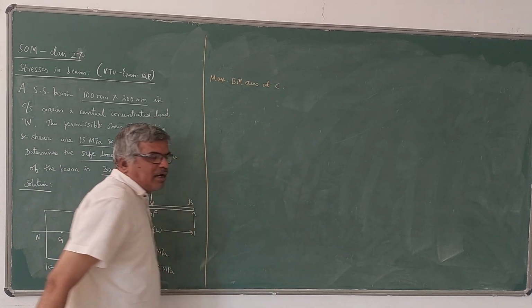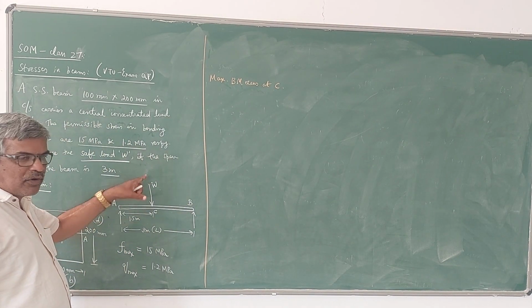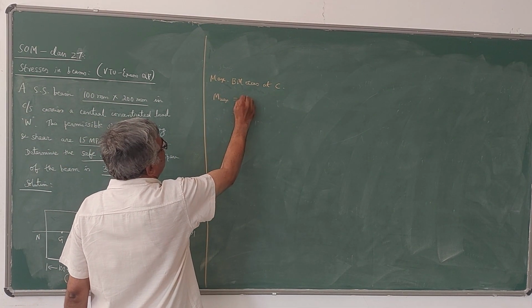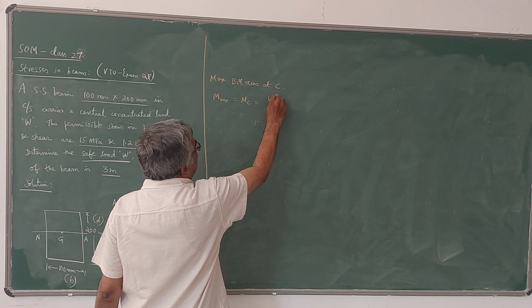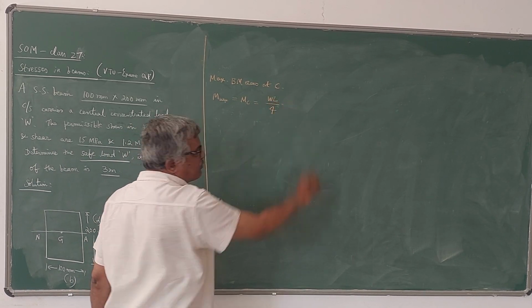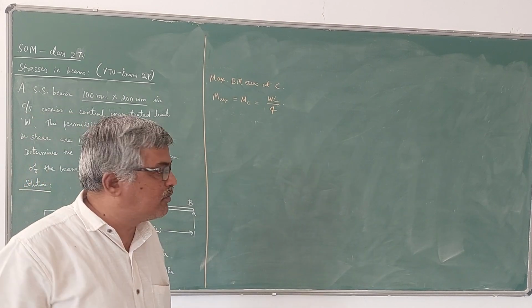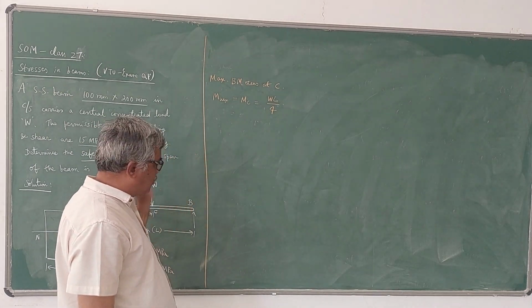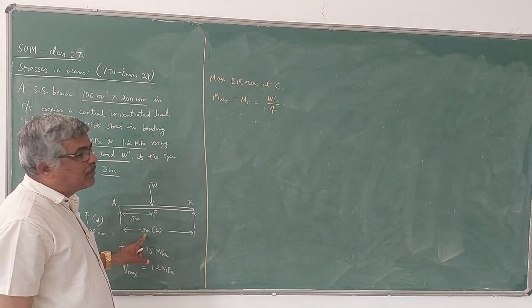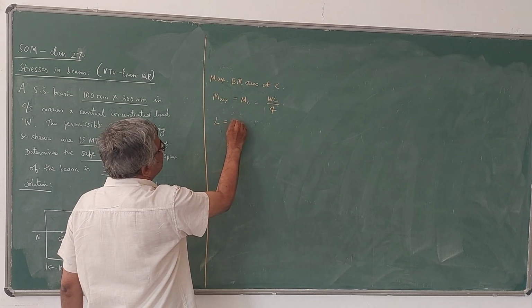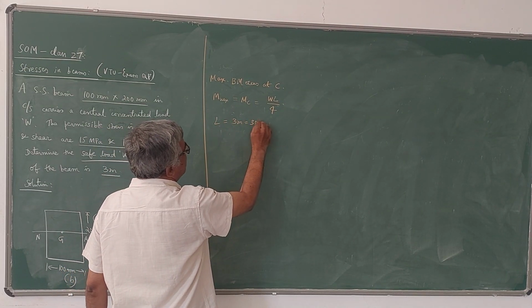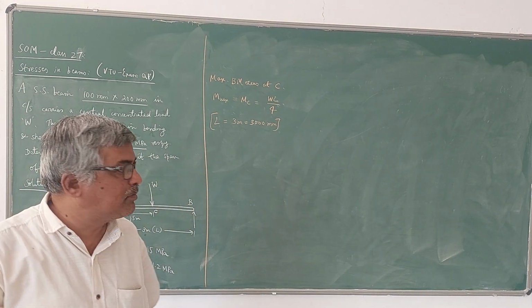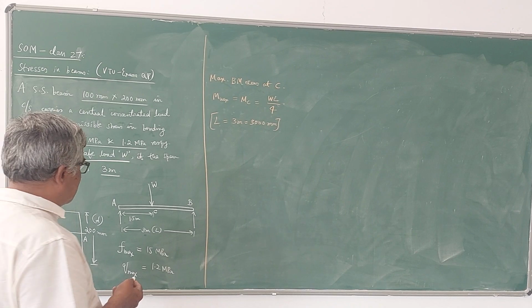That you have studied in the BMD and SFD chapter. Under this load, it occurs and its value, Mmax, that is MC, is WL by 4. This is the standard formula for a centrally concentrated load. Maximum bending moment in the case of a simply supported beam is WL by 4. Here L of course is 3 meters. So I can take L as 3 meters or 3000 mm, because all the units have to stick to newtons and millimeters, because stress value is in newton and millimeters.